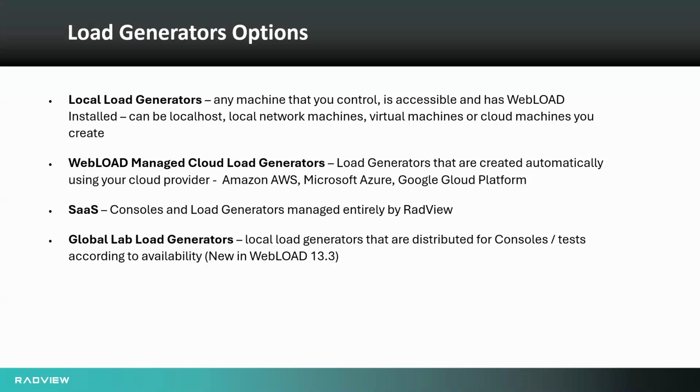And then we have cloud-based machines, which we create automatically. There's another video that talks about it, but instead of having machines on your local network or in the cloud that you need to reinstall whenever there is a new version, we have this feature that starts them automatically. You just say, I need an Amazon machine that big in this region, and it will be spun up automatically for you. That's using your own cloud provider, so you specify your credentials and pay for it directly, not through Radview. So that's another option for load generators.